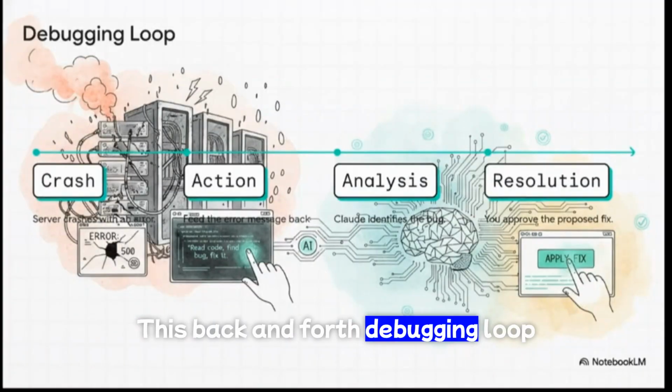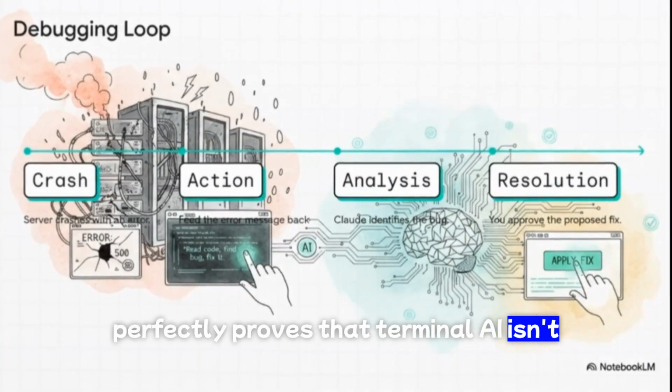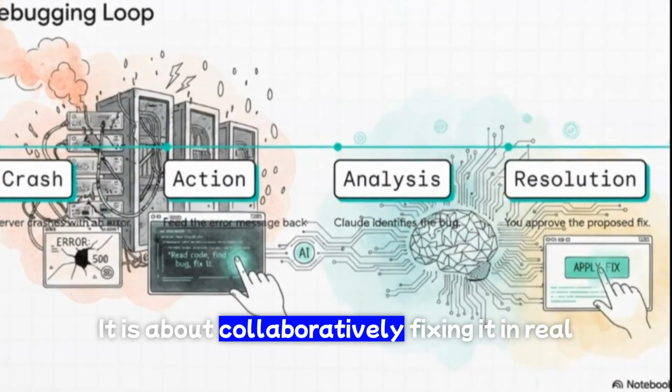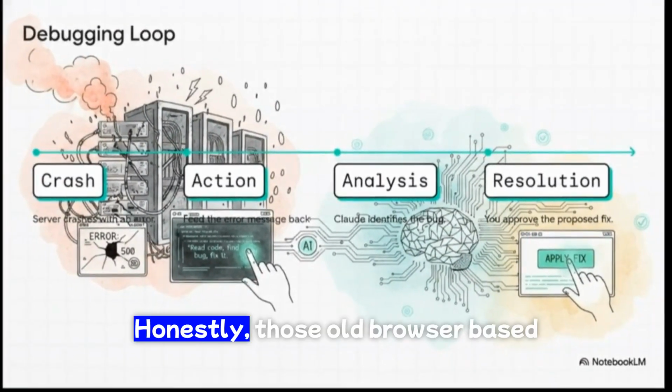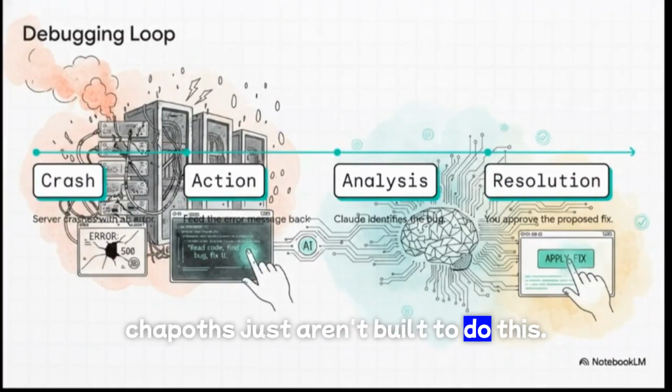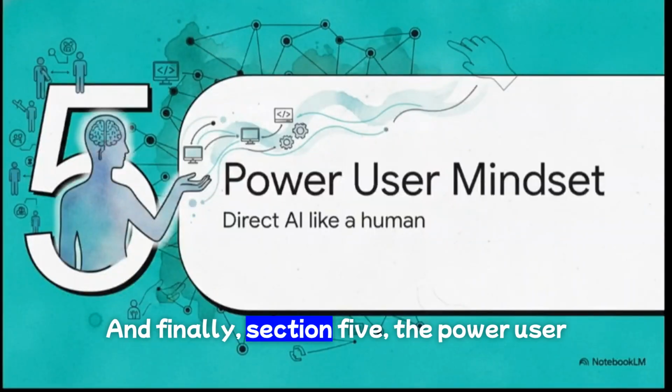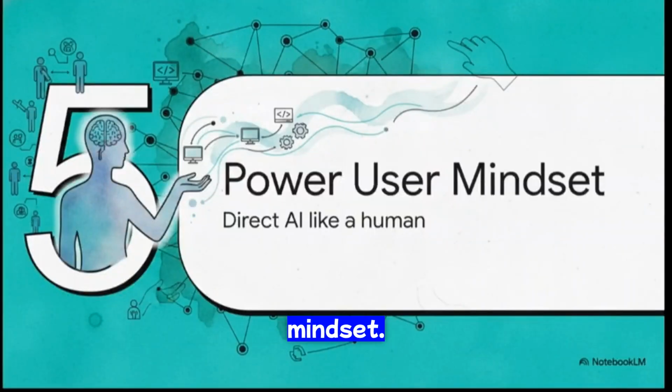This back-and-forth debugging loop perfectly proves that terminal AI isn't just about writing code. It is about collaboratively fixing it in real time. Honestly, those old browser-based chatbots just aren't built to do this. And finally, Section 5, the power user mindset.